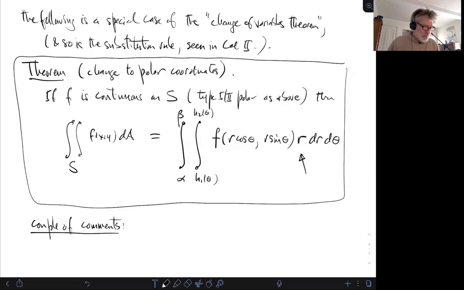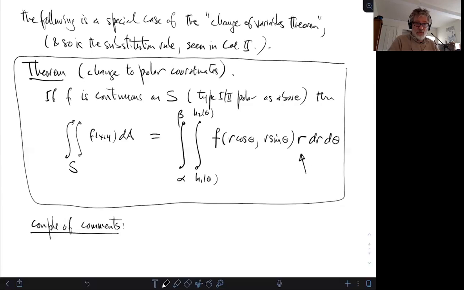Yeah. So that's what I was trying to explain here. So we're saying that the original integral can be converted to an integral in polar coordinates. But it's not just a question of changing every x to r cos theta and y to r sine theta, because we're computing volumes over a region, right?